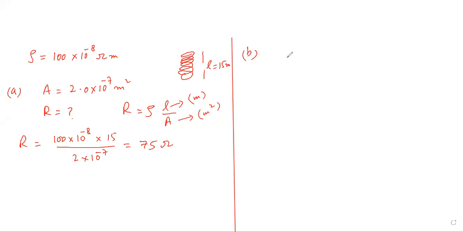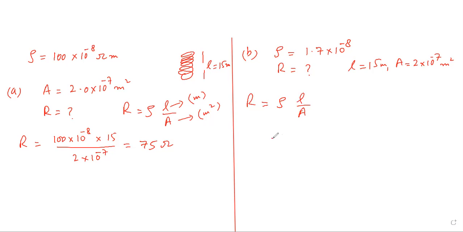Now in part B, he says if the nichrome wire is replaced by copper wire, and the resistivity of copper is 1.7 into 10 power minus 8, calculate the resistance of this wire if the length and area are still the same. There is no change in the area and in the length, right? What's going to be the new resistance? Again, we use the same formula: 1.7 times 10 power minus 8, length is 15, divided by 2 into 10 power minus 7. What comes now? 1.275. So can I write it 1.3 after rounding off?